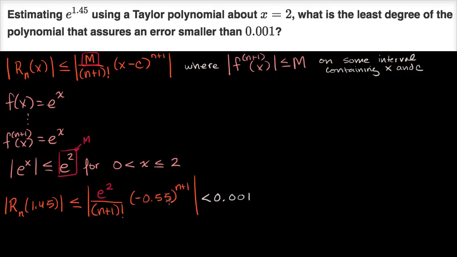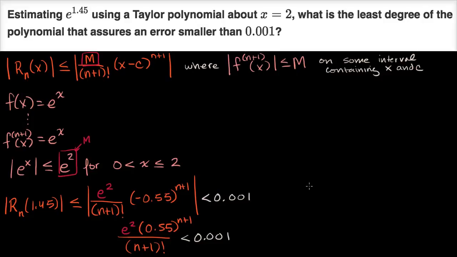The negative 0.55 to some power is going to flip between being positive or negative. But since we're taking the absolute value, we could write it this way: e squared, since we're taking the absolute value, times 0.55 to the n plus 1 over n plus 1 factorial has to be less than 0.001. Or since we want to solve for n, let's divide both sides by e squared.